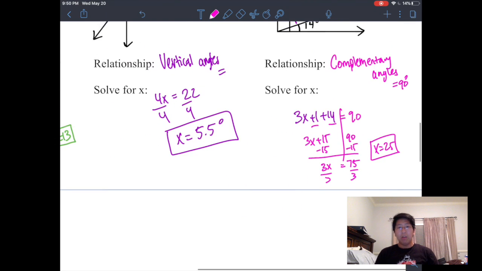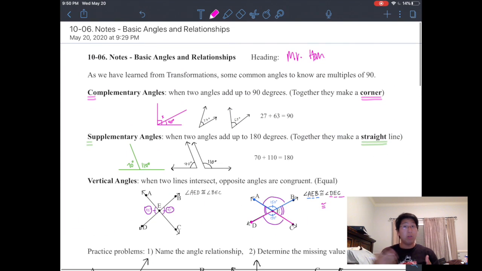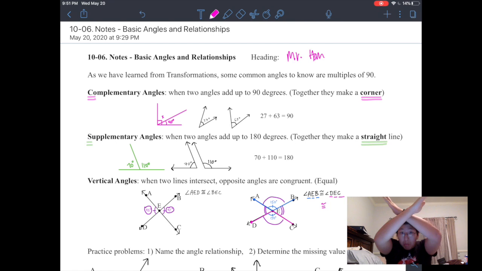Okay? So by knowing these relationships, right? First of all, we're learning the names. That's one of the important things we're doing right now. But the other thing we're doing is knowing complementary creates 90-degree angles, right? Supplementary creates 180 degrees, and vertical means that opposites are equal. Okay, hopefully that's something you can remember. Best of luck.